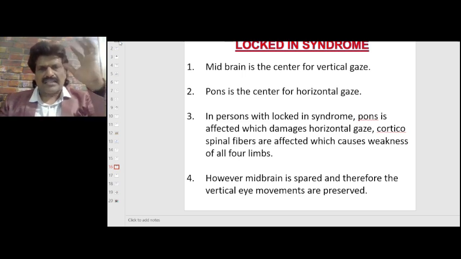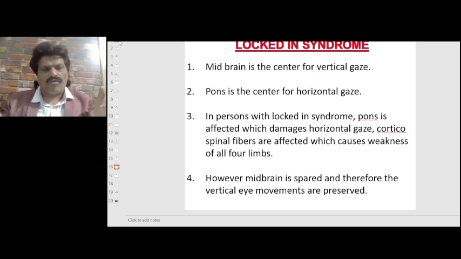So the midbrain is the center for vertical gaze. The pons is the center for horizontal gaze. In persons with locked-in syndrome, the pons is affected, which damages horizontal gaze. Corticospinal fibers are affected, which cause weakness of all limbs. However, the midbrain is spared and therefore vertical eye movements are preserved.